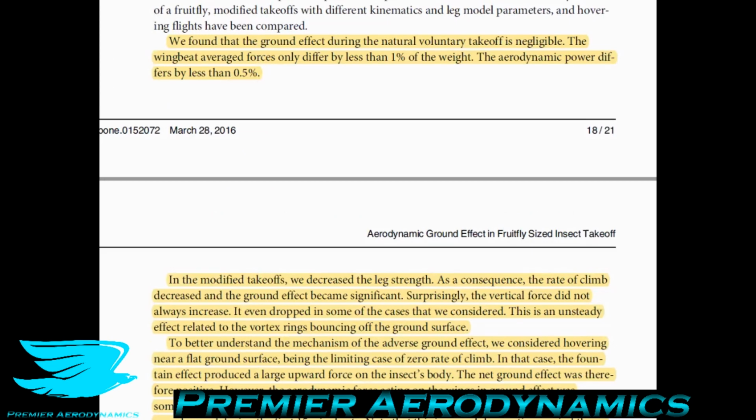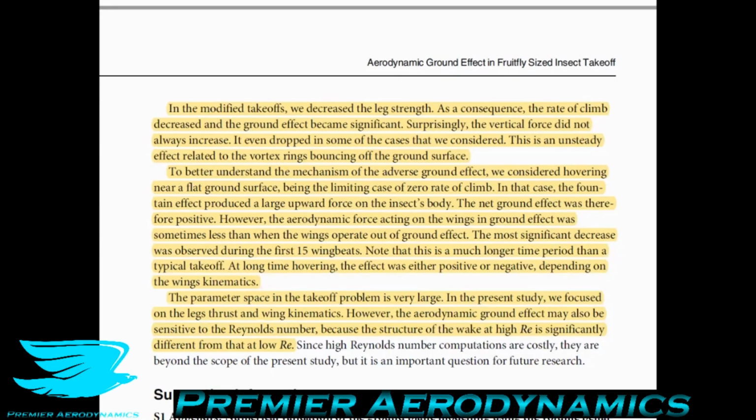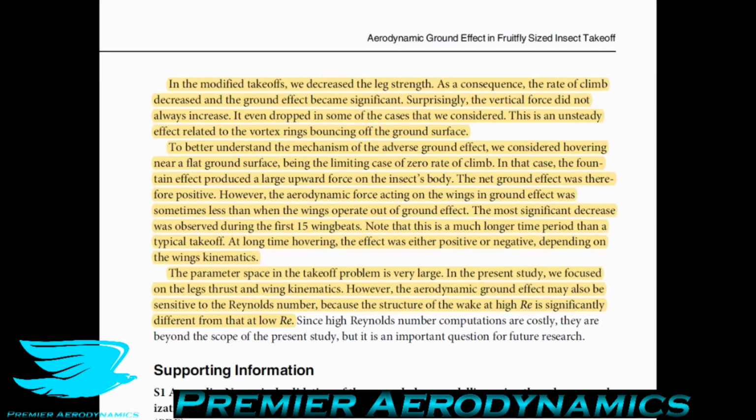The wing beat average forces only differ by less than 1% of the weight. The aerodynamic power difference is less than 0.5% during a regular takeoff. However, when they modify the takeoff and decrease the leg strength, which means the animal isn't jumping up as high, the rate of climb decreased and the ground effect became significant. Surprisingly, the vertical force did not always increase. It even dropped in some of the cases that were considered. This is an unsteady effect related to the vortex rings bouncing off the ground surface.